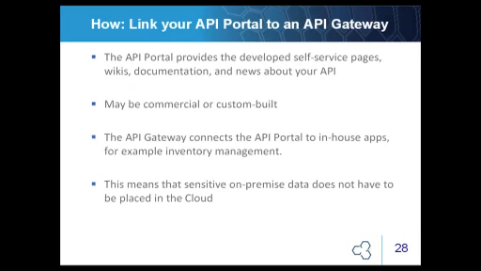So you link the two together. You may have a portal that is commercial, using a SaaS provider for the portal. You may build your own portal. In that case, you can connect in either way, the commercial portal or your own homegrown portal, to the API gateway. What the portal provides is everything you need to know, everything you need to use to access the API. And then the API gateway connects this back into your in-house apps.